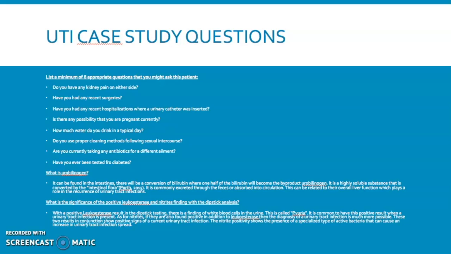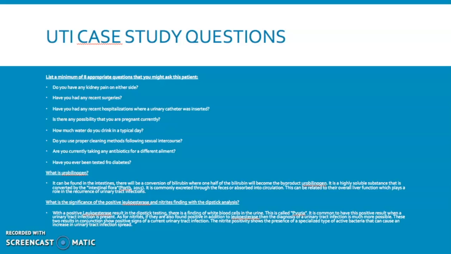It can be found in the intestines, and there will be a conversion of bilirubin, where 1/2 of bilirubin will become a byproduct. It's a highly soluble substance converted in the intestinal flora. It's commonly excreted through feces, which is a high area of bacteria, and it can be related to your liver and kidney function, so you can kind of determine whether or not there's multiple organ damage with a UTI.